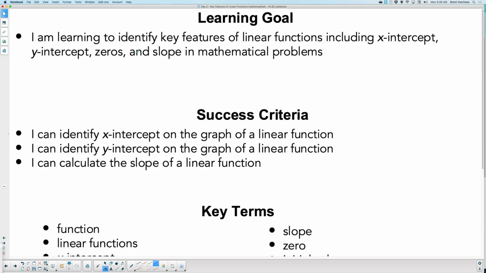All right, lesson 1-02. This is all about key features of linear functions. Here's what we're going to learn today. We're going to learn to identify key features of linear functions. What are some of those key features?